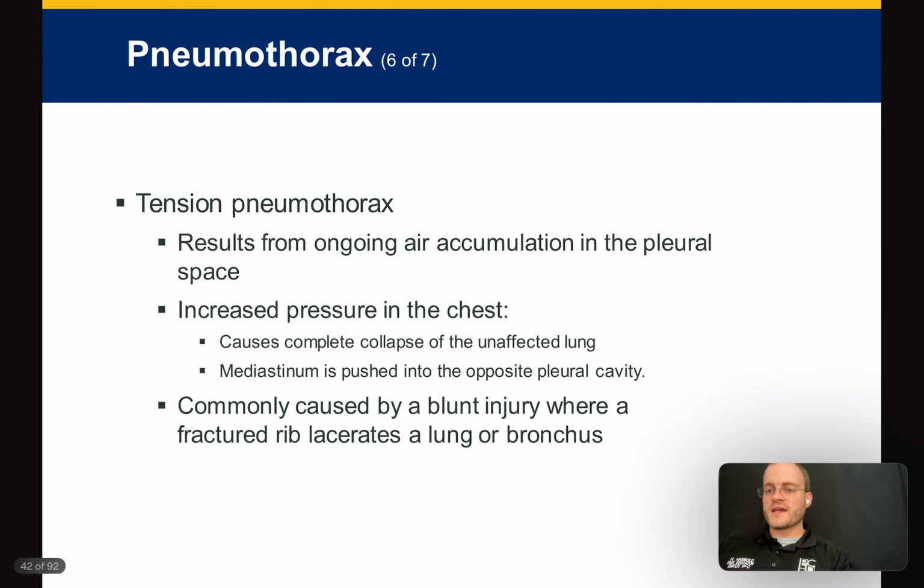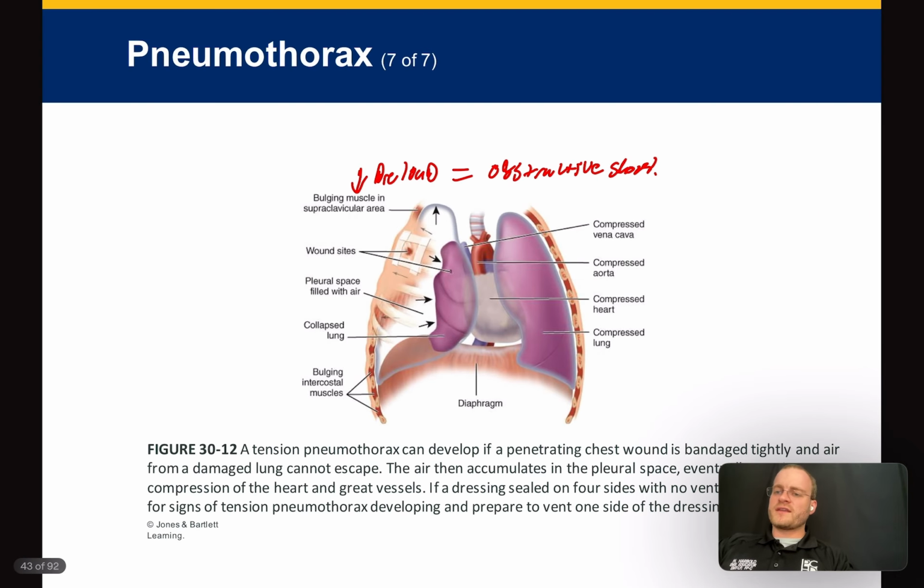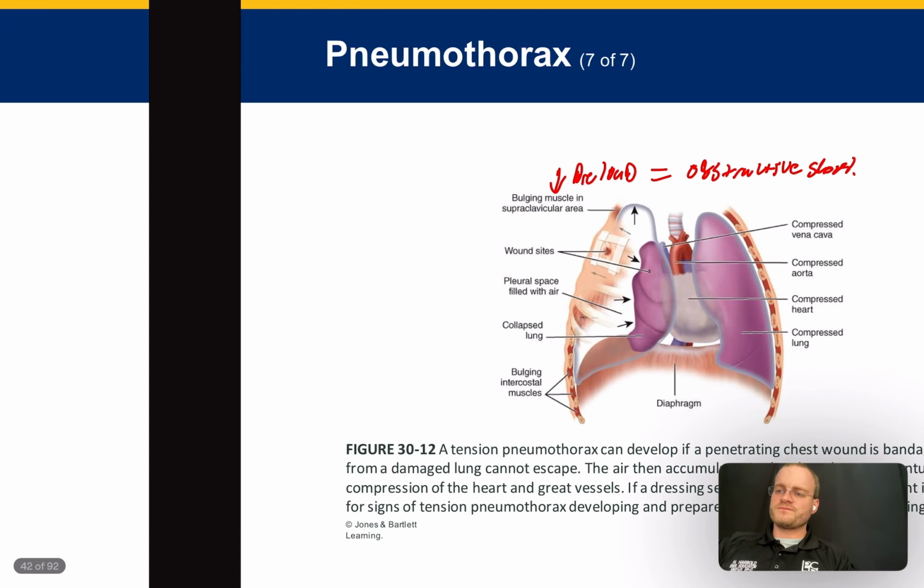And so let's see what they say here, right? A tension pneumothorax results from ongoing air accumulation in the pleural space, increased pressure in the chest. It can cause complete collapse of the unaffected lung, and the mediastinum is pushed into the opposite area. Okay, I think that would be of the affected lung. That's wrong. Of the affected lung. Shout out JBL. Guys, it's the affected lung that gets collapsed.